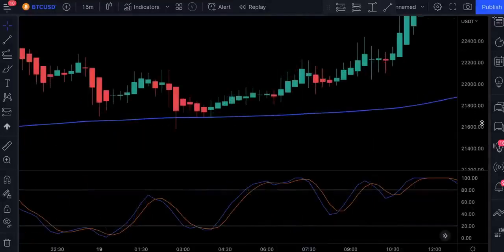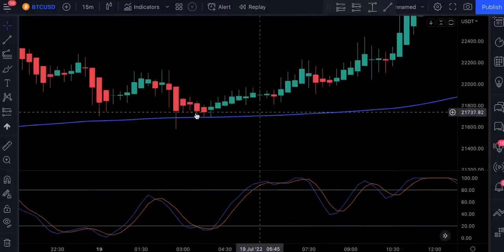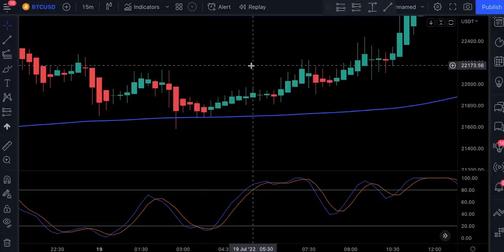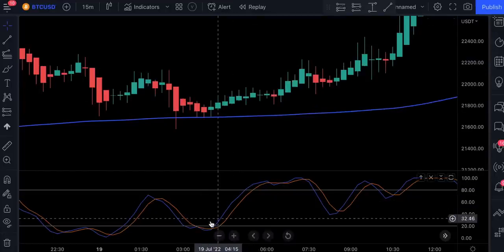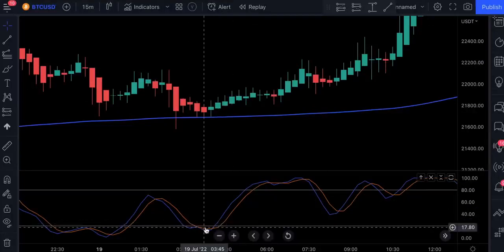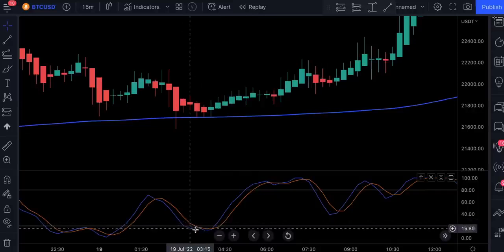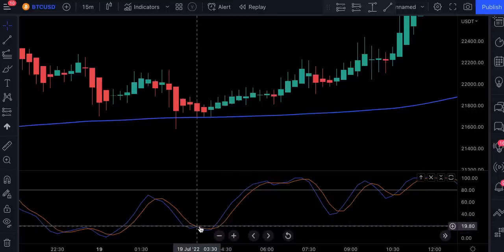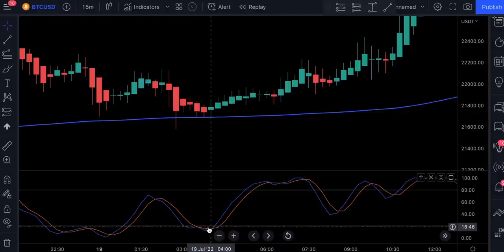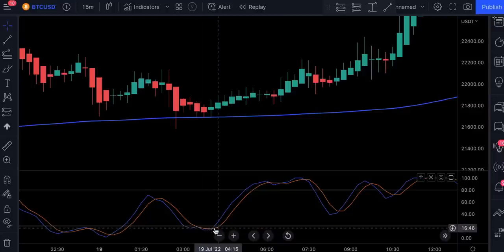Alright, so here are the rules for entering a long trade. First, the price action has to be closed above the 200 EMA. This is a confirmation that we are officially in an uptrend. Second, the Stochastic RSI has to get into the oversold area. This means that at least one of its lines has to drop below the 20 level. Third, we're waiting for a bullish cross on a Stochastic where the blue line crosses above the orange line.